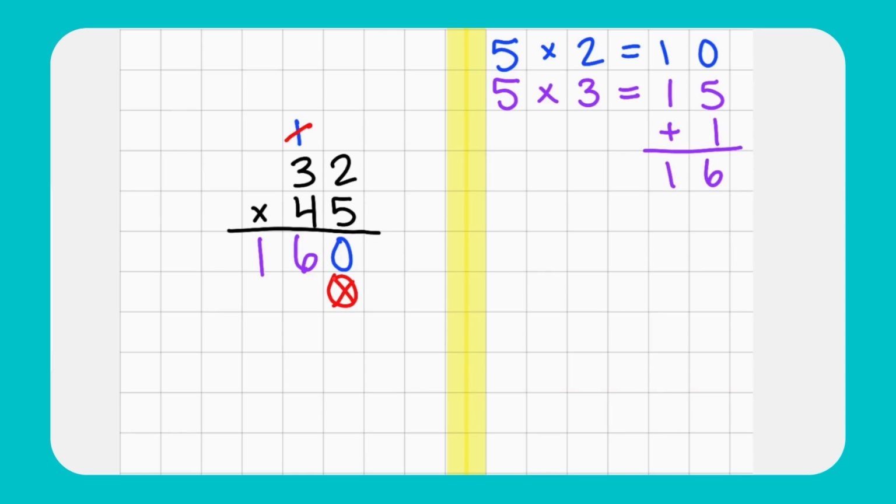It is the placeholder, because we're no longer using the ones place where the 5 was. We're going to be using the tens place where the 4 is. So we're going to line our answers up here in the tens place, lined up with that 4. So we're going to start with 4 times 2. 4 times 2 is 8. So we're going to put that answer in the tens place, lined up with the 4.